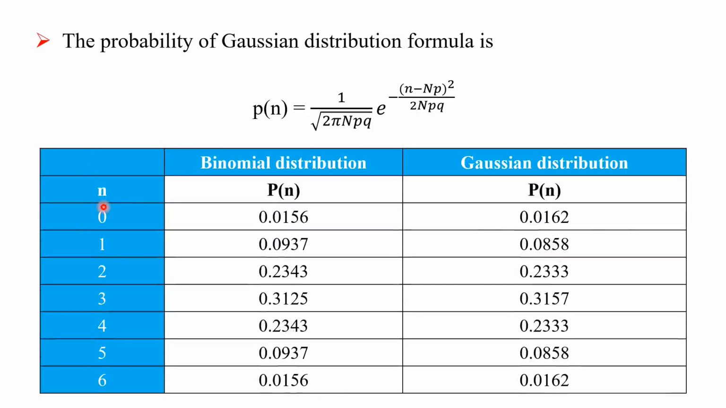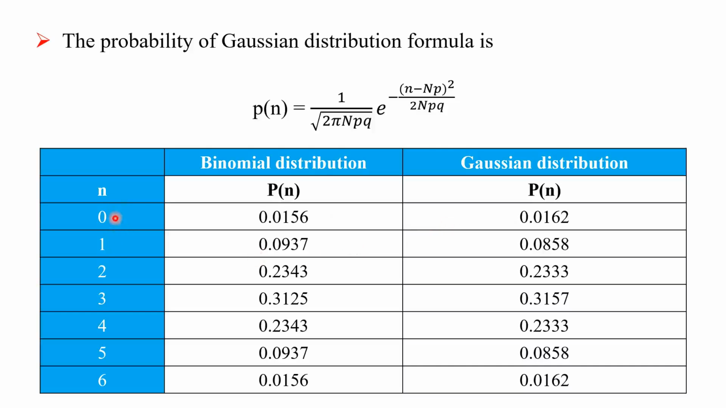Okay, here the first column is n, the number of states. The second is the binomial distribution P(n) and the Gaussian distribution P(n). Here n value is 0, so the binomial distribution formula is used: P(n) is equal to capital N factorial upon small n factorial times (capital N minus small n) factorial, p^n q^(N minus n). Using this formula we find the value for n is equal to 0. The Gaussian distribution formula is also used, giving 0.0162. These two values are approximately the same, but they are different values for the binomial and Gaussian distributions.